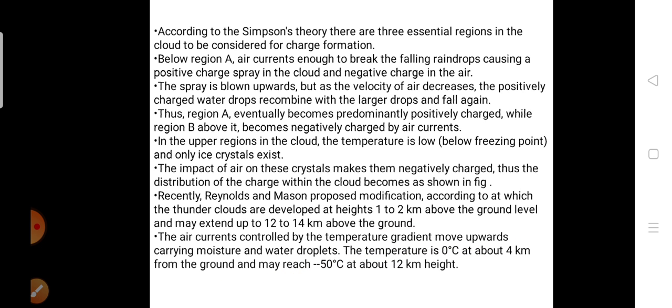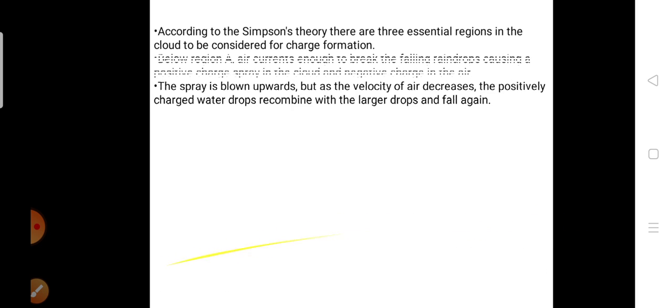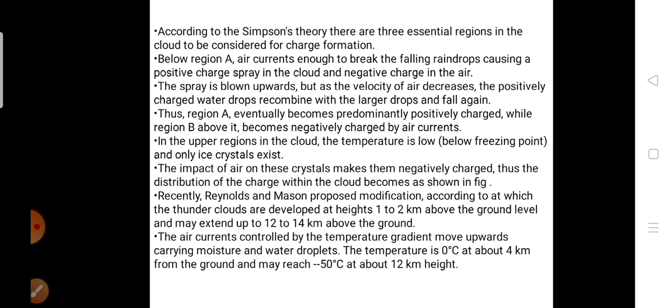So the air currents controlled by the temperature gradient move upwards carrying moisture and water droplets. The temperature is about 0 degree centigrade at about 4 kilometers from the ground, and it may reach up to minus 50 degree centigrade at about the height considered to be, say, 12 kilometers.